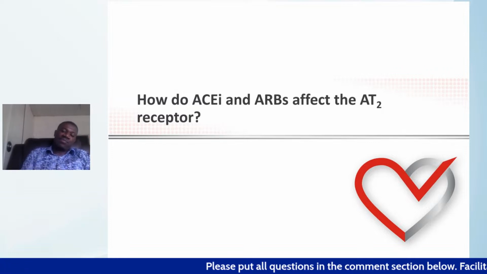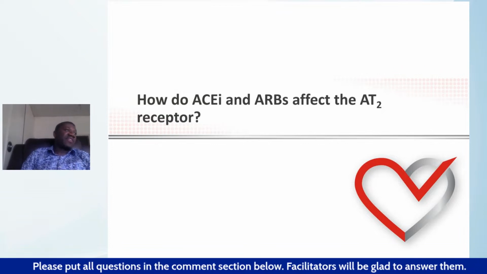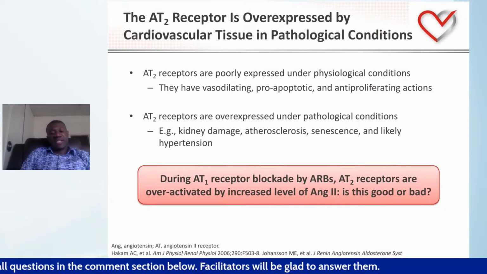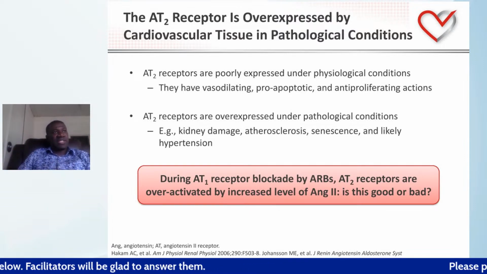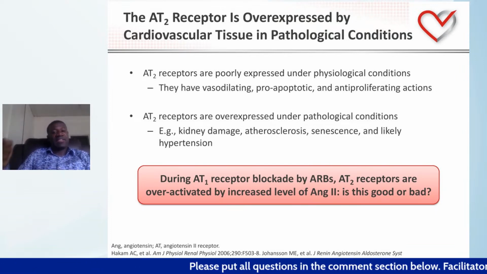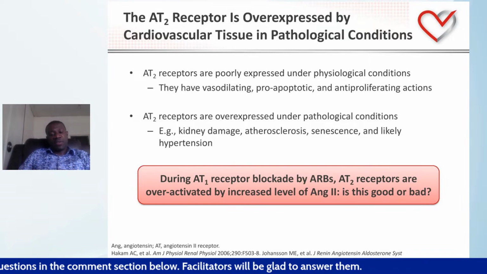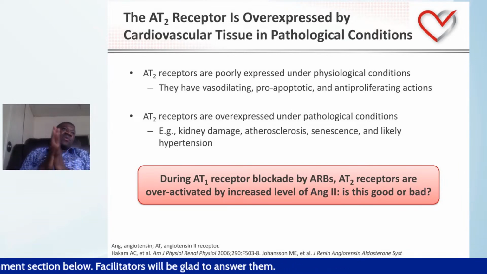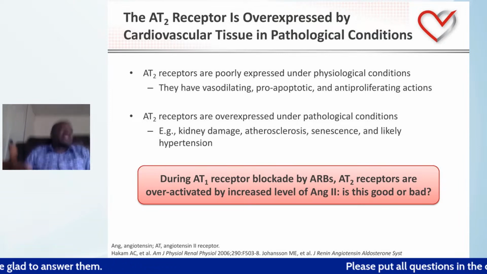So at the end, it brings us back to the same thing, that ACE inhibitors and ARBs have different effects on AT4. And how do they affect AT2 as well? Now, AT2 receptors are poorly expressed under physiological conditions. So AT1 is blocked, but AT2 receptors have some physiological effects which are good: vasodilation, preventing apoptosis, and anti-proliferation.